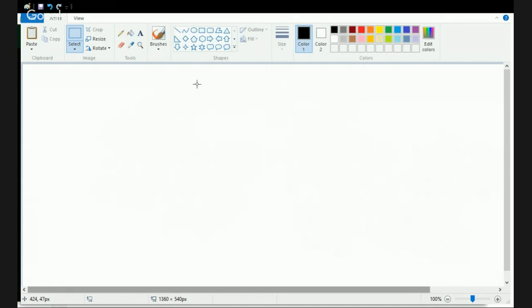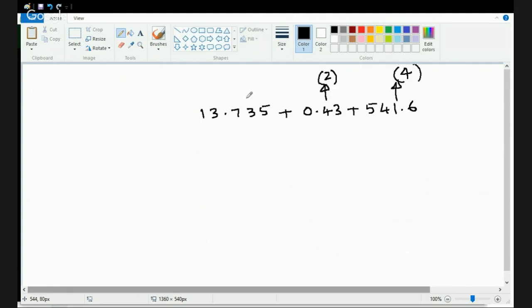One fellow said 13.735 added to 0.43 and 540, simply 541.6. The minute you are asked to solve this problem, it is addition. Least number of significant digits are 2 here, sir. 2. Whereas here it is 4. Here it is 5.